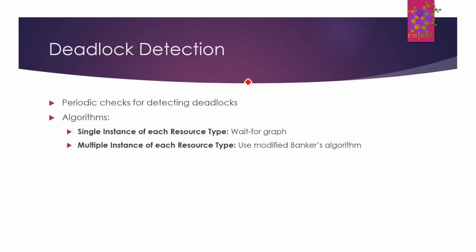Moving on, the next item is deadlock detection. One way to handle deadlock is to detect the deadlock and then recover from it. One way is that the system periodically checks: is there a deadlock? It runs an algorithm to check if a deadlock is currently present. There are two algorithms normally used: one is the wait-for graph, and the second is the modified banker's algorithm.